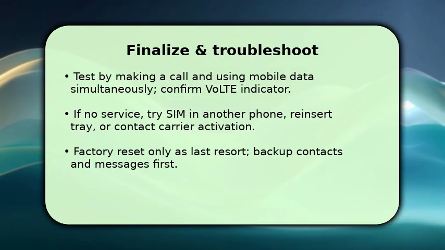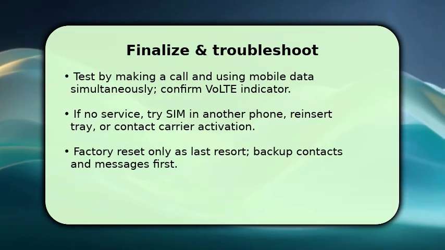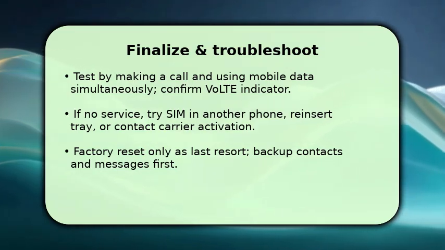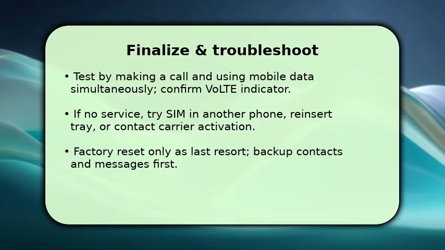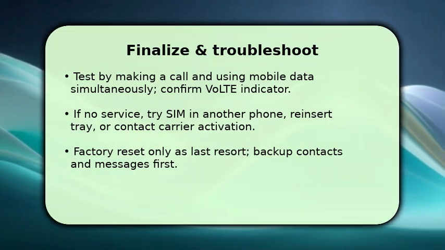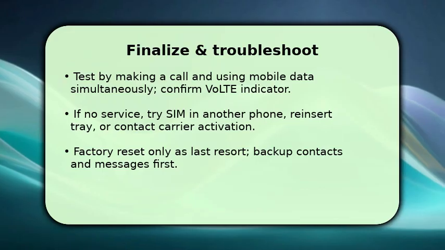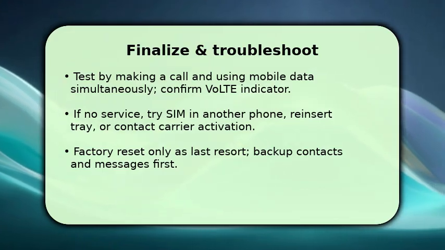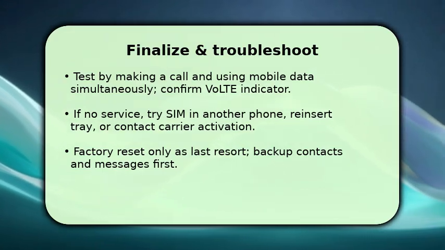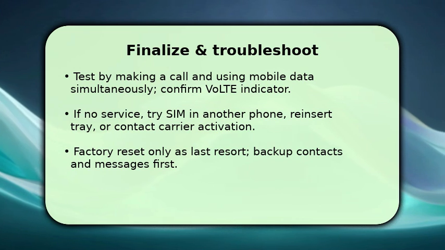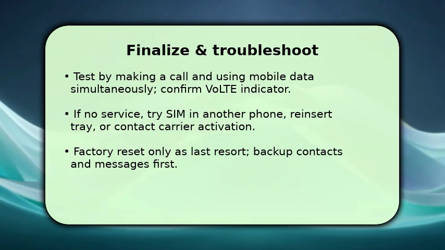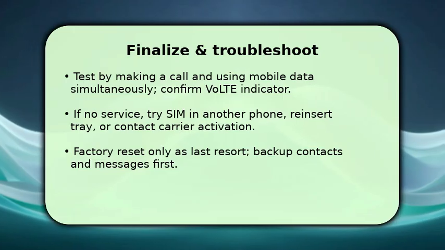If you don't get service, power off and reset the SIM, then try the SIM in a compatible Android phone to isolate the issue. This tells you whether it's SIM activation or phone compatibility. If problems persist, contact carrier support for provisioning. As a final step, consider a factory reset only after backing up your data and exhausting other fixes.